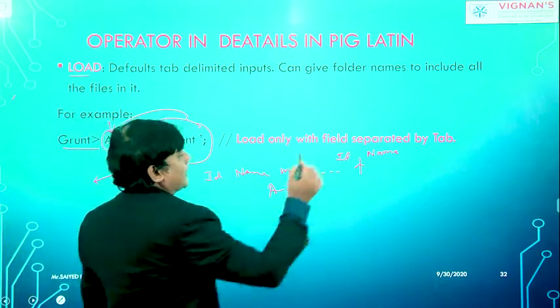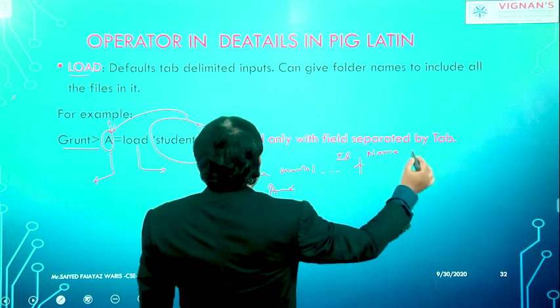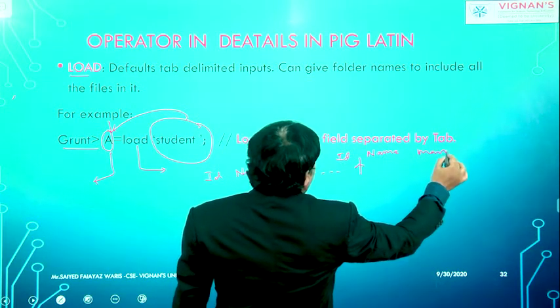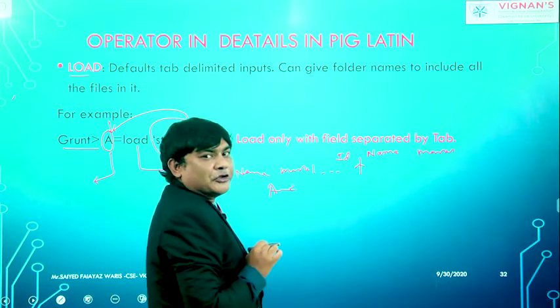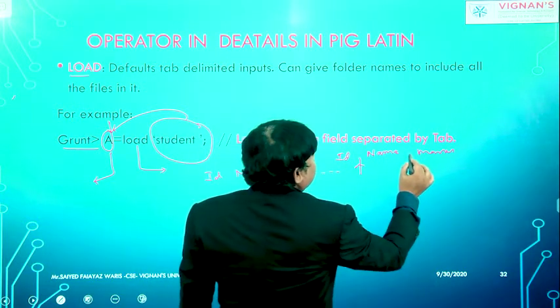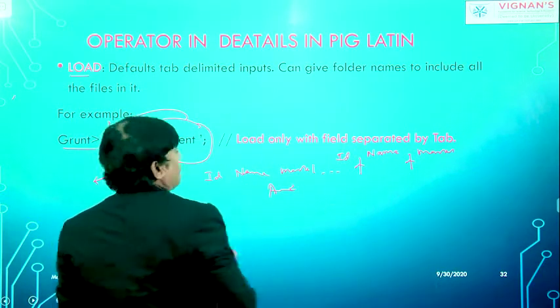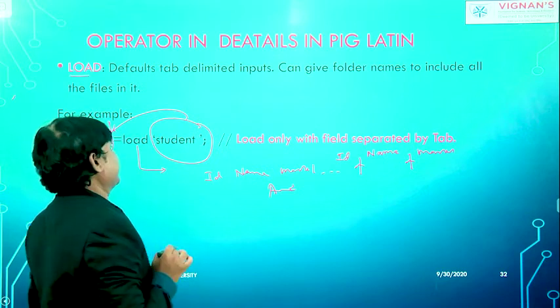Suppose I take another field, mark 1 for instance. Again this is a field, so how do you separate it? Again using the tab space. So this is the default for the load operator.